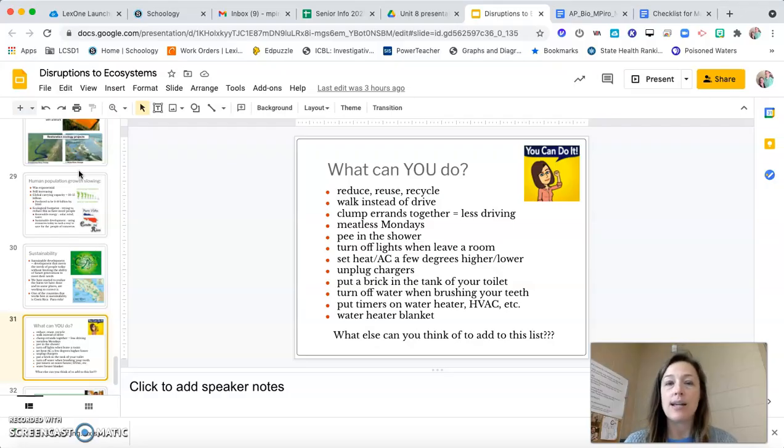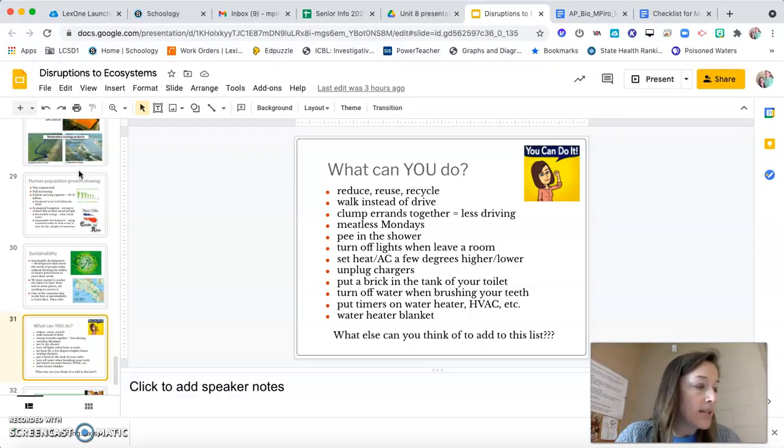Change the settings on your AC and heat. Unplug your chargers when you're not using them. Put a brick in the back of your toilet, not the bowl, the back of your toilet. Turn off the water when brushing your teeth. Put timers on your water heater and other electrical. A lot of people have timers on their coffee pots and those kinds of things so that they only run at certain hours of the day. And get a water heater blanket. And there might be others that you thought of as well.